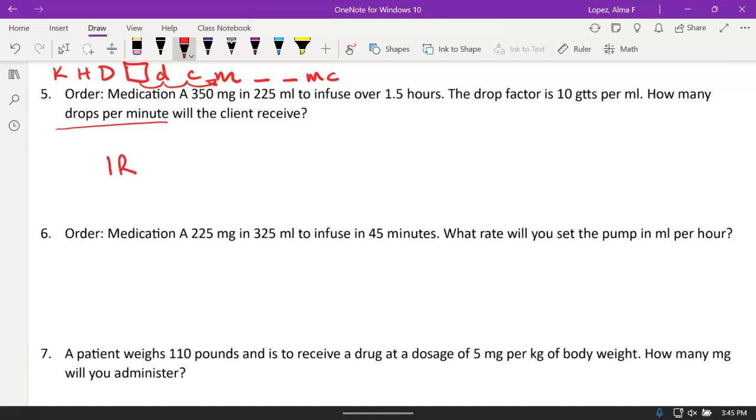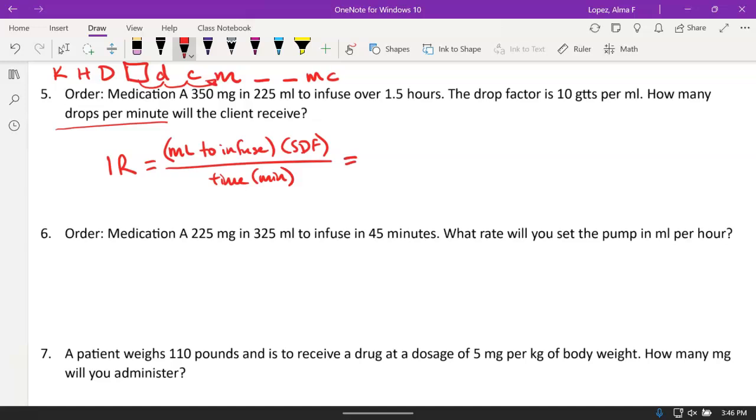So let me remind you about the formula. The infusion rate formula says you take the milliliters to infuse, you multiply by the standard drop factor, and then you divide by the time in minutes.